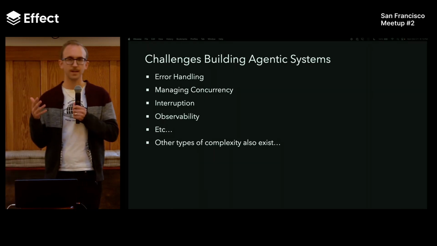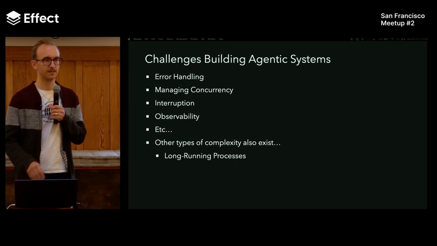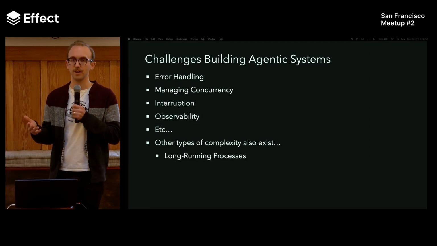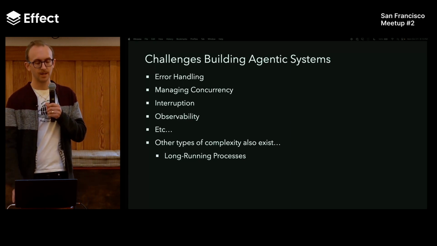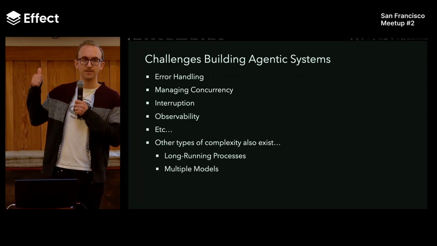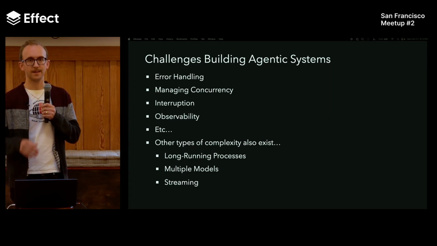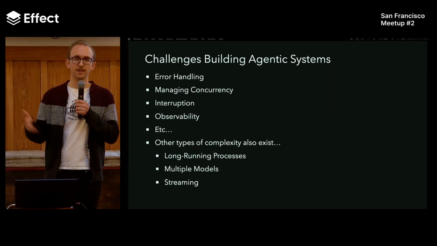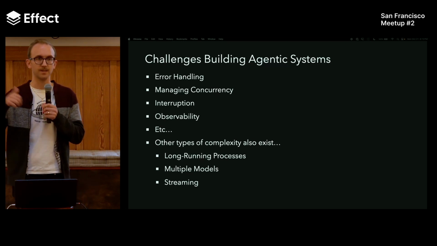Other types of complexity also exist that are slightly more specific to agentic systems where we have really long-running processes. You can think towards your autonomous agents where the processes might last forever. Interactions with multiple models means you have to handle all of these problems across every model you're interacting with. And then streaming, right? Everything becomes more complicated when you start incorporating streaming and doing all of these things in a streaming context.